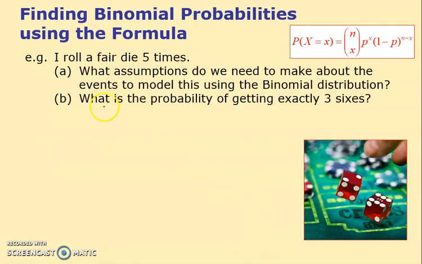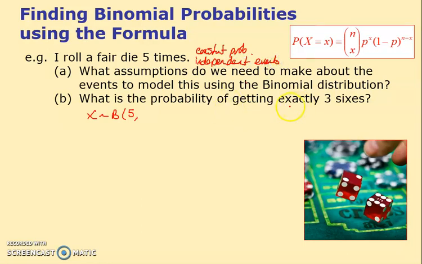So again, I'll do another one using the formula. I roll a fair die 5 times. So already I'm thinking X is binomial, doing it 5 times. What assumptions do you need to make about the event to model this by the binomial distribution? Well, for part A then I'm going to say constant probability. That's what we were talking about just now. And independent events. And when you're rolling dice, you can quite happily assume those 2 things to be true.